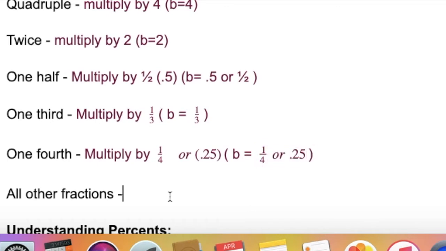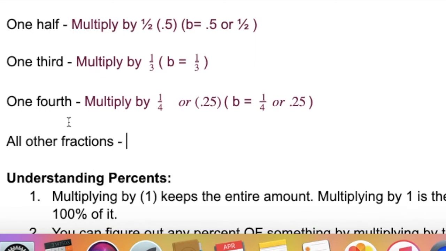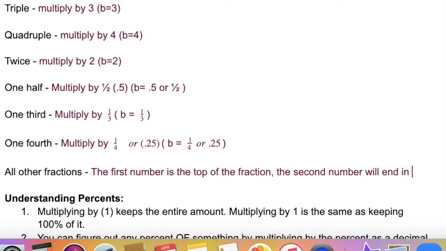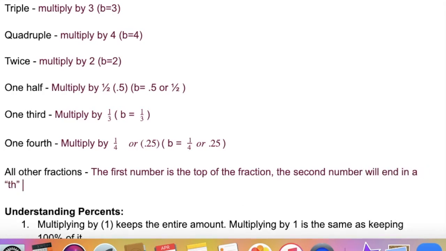So you could use the decimal 0.25 if you wanted to. And for all other fractions, it doesn't have to say 1 in front. It could say like 2/3. And that means the top is 2 and the bottom is 3, because the first number is the top of the fraction. The second number will end in a TH sound to say it's the bottom of the fraction.